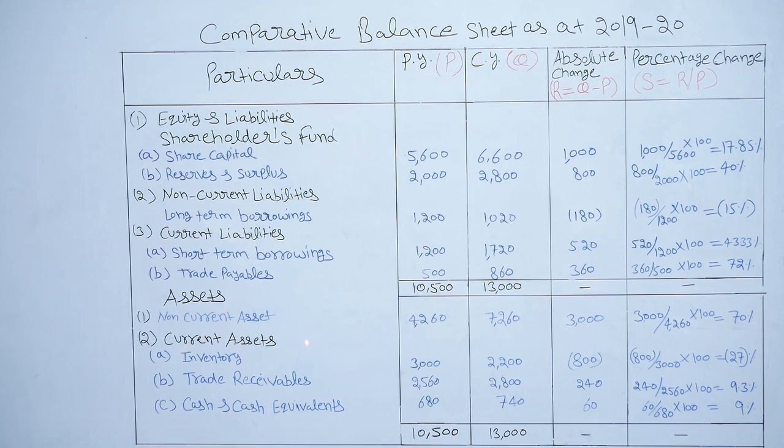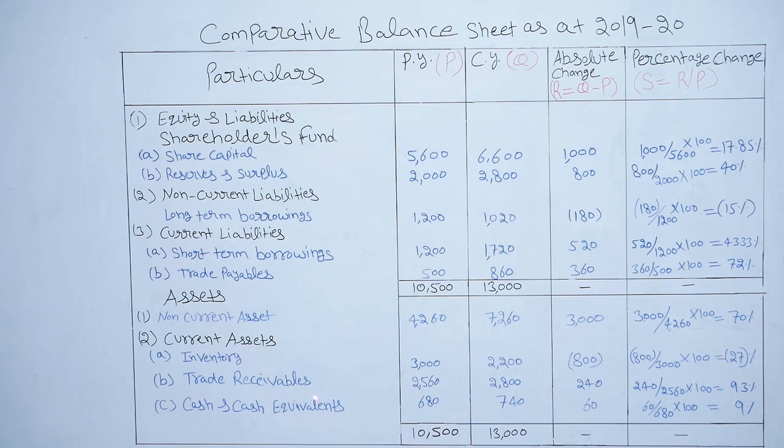Next head is current assets. A. Inventory. Previous year inventory is 3,000, current year inventory is 2,200. Absolute change: we deduct 3,000 from 2,200, then we get negative 800 as absolute change. So negative 800 absolute change divided by previous year 3,000 into 100 is equal to 27% negative. It means inventory has reduced by 27%.